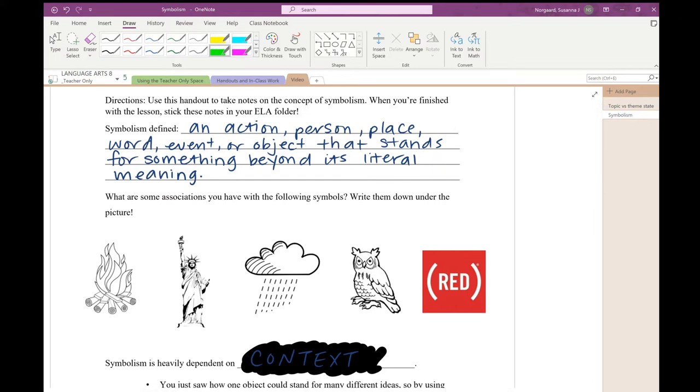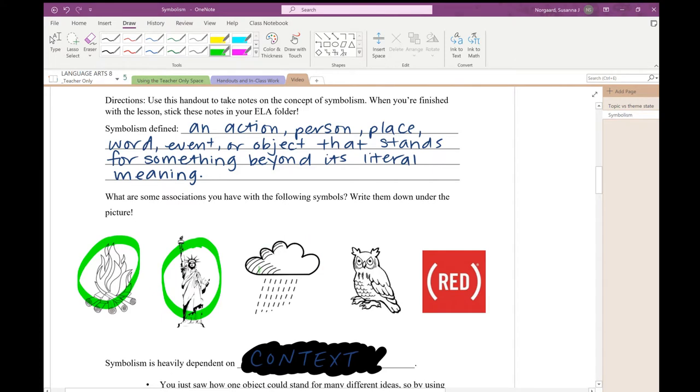These are images that come up all the time in stories, in popular media. Fire often can symbolize passion or life, right? While the Statue of Liberty often symbolizes freedom and liberty and justice. And sometimes, in today's day and age, could even symbolize injustice, right?